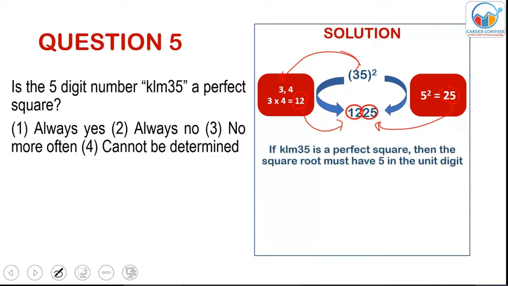Now understand, if a perfect square has 5 as the last digit, then the base value will also have a 5 in the unit digit. But in that case, the last two digits must be 25. So very clearly it can never be 35, right? So your answer will always be no.